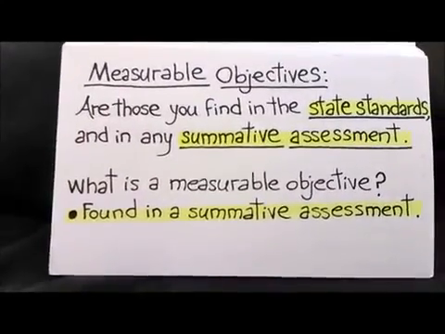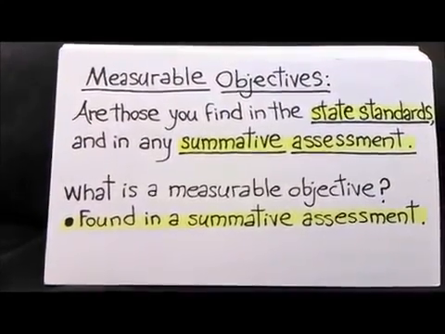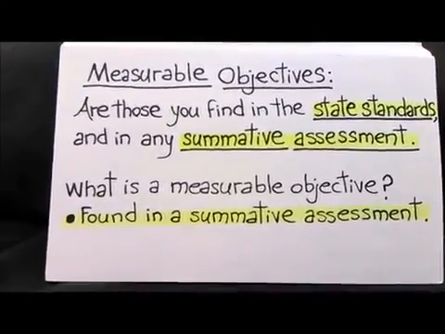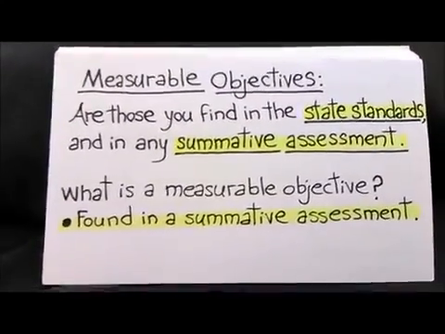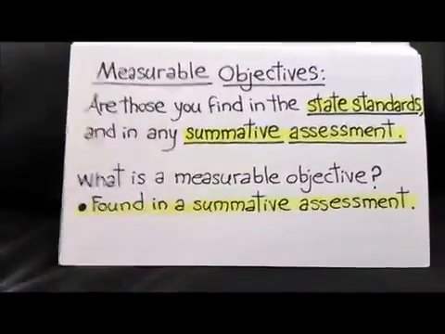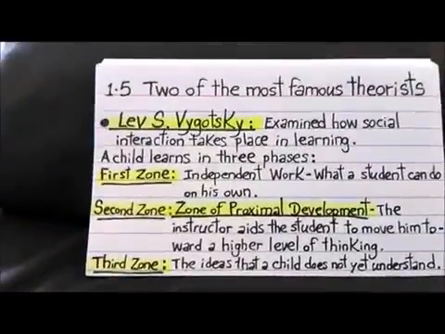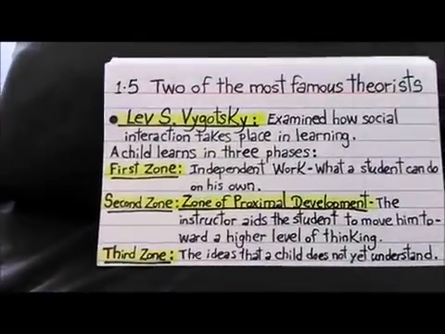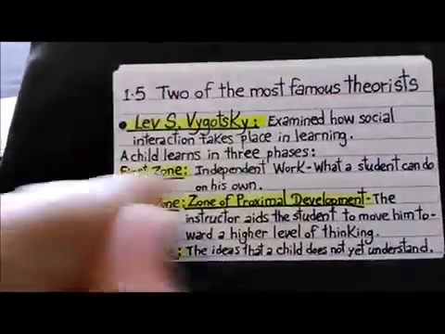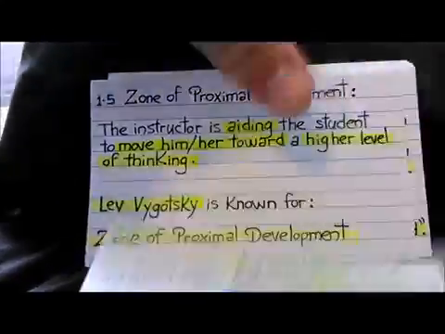Measurable objectives. Well, there are those you find in the state standards and in any summative assessment. What is a measurable objective? Found in a summative assessment. Okay. Two of the most famous theorists, Lev Vygotsky and the other guy is John Dewey.